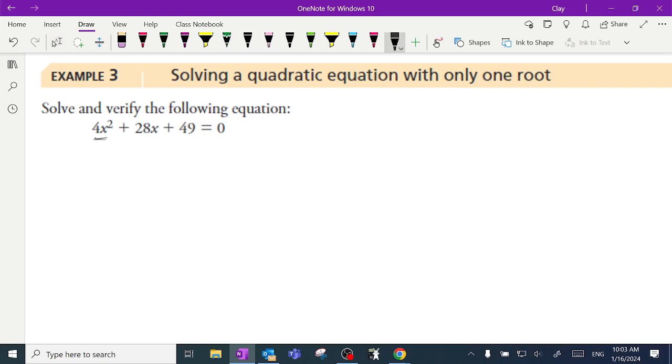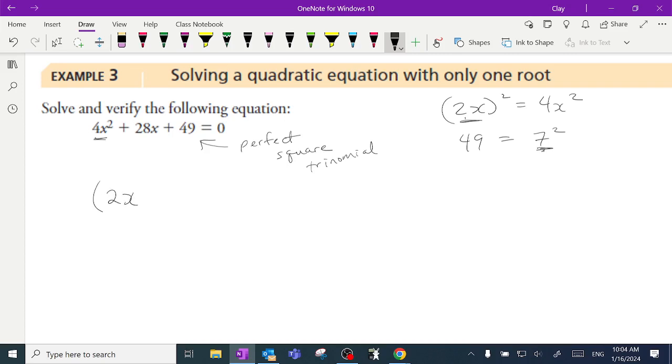4x squared is a perfect square. It's 2x squared. And 49 is a perfect square. It's 7 squared. And if I take the square root of 4x squared, which is 2x, and I take the square root of 49, which is 7, 2x times 7 is 14x, doubled is 28x. This one is a perfect square trinomial. Neat. So that means that it's actually 2x plus 7 squared.